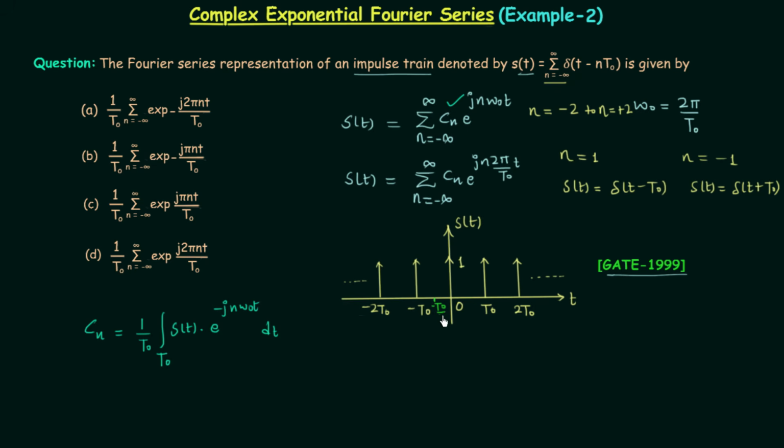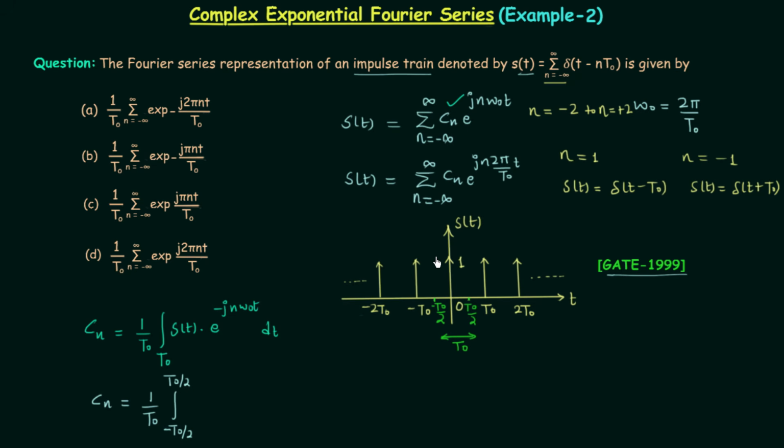and from here you can see we have minus t naught by 2 at this instant of time, and at this instant of time we have t naught by 2. So if we take this range for integration, we will have the total duration equal to the fundamental time period t0. So now we have the range of integration, and now we will perform the calculation 1 divided by t0 integration from minus t0 by 2 to t0 by 2.